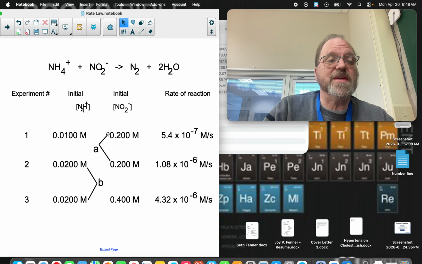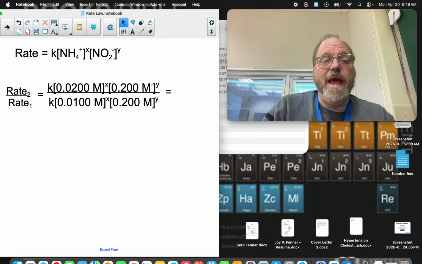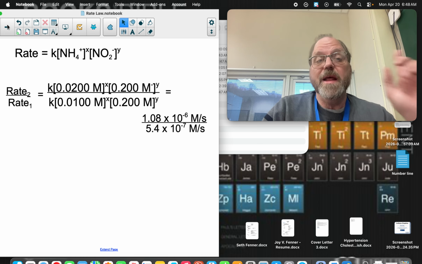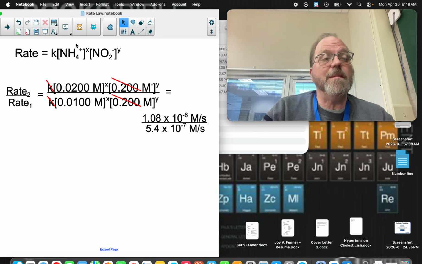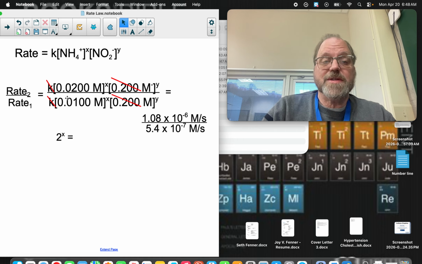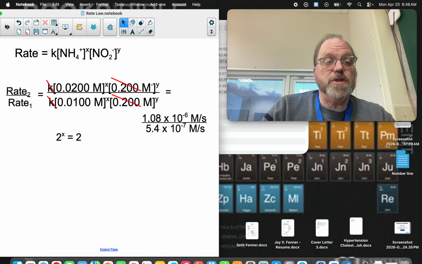So we'll take the rate of the second over the rate of the first. When we do that, we put our values in, and the rates are 1.08 times 10 to the minus 6 molar per second divided by 5.4 times 10 to the minus 7 molar per second. Now, if you notice here, these are the same, so they'll cross out, my k's will cross out, and we're just left with this expression. Now if we divide that, we get 2 to the x, and we divide this, we get 2. Well, 2 raised to what power is 2? Your algebra skills, you should know that's 1. So for my ammonium, the exponent there is 1.